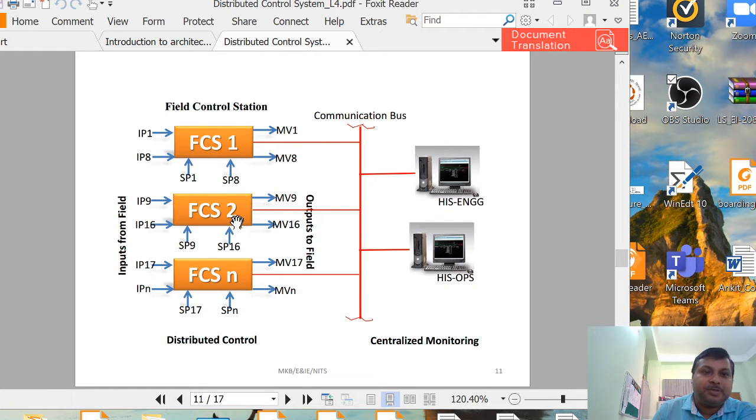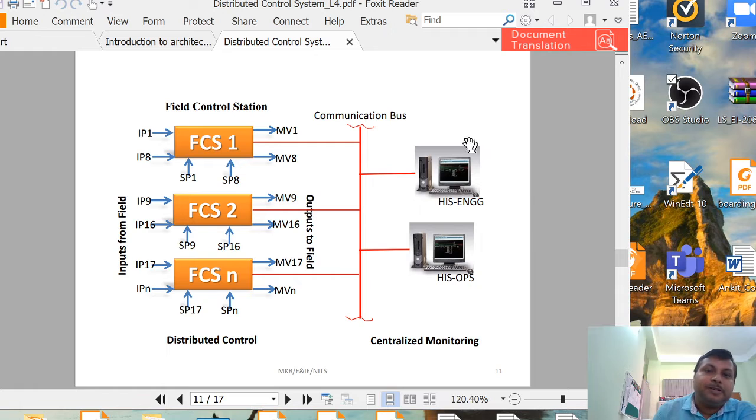So FCS1, FCS2, field control station, FCSN. Now they are producing the control variables locally, and that control signal is going to the field. So that's why it is written outputs to the field. But though the function of the controller is distributed, they are monitored centrally, because with the communication bus they are connected to the HIS engineering and HIS operators.